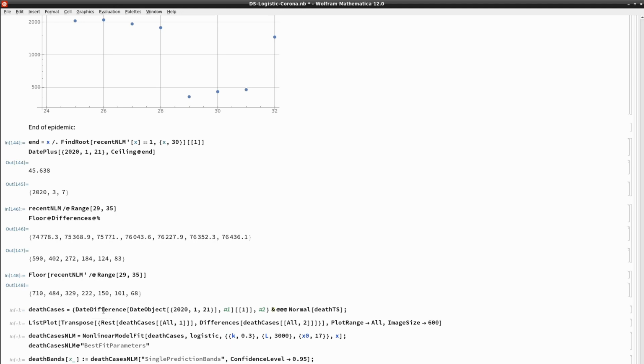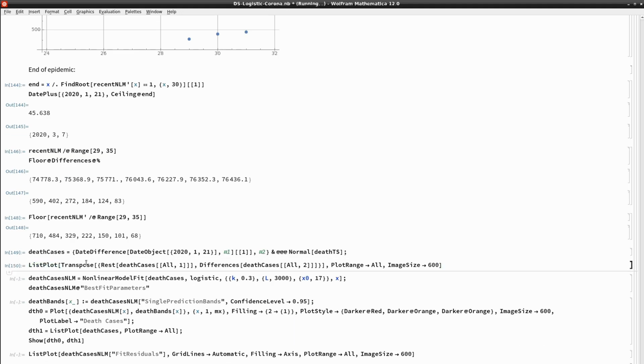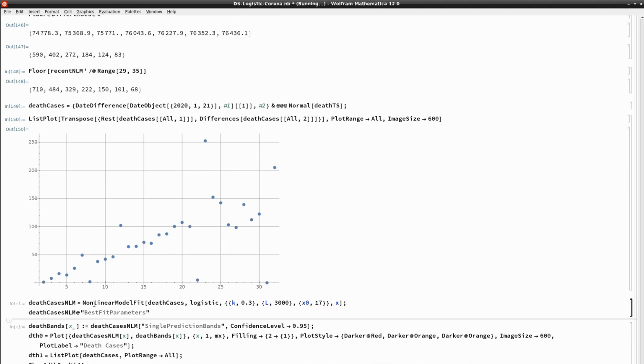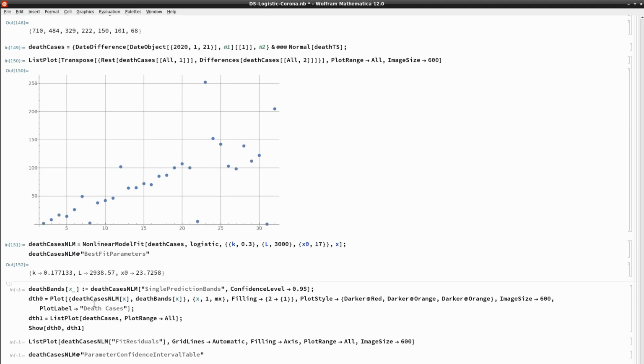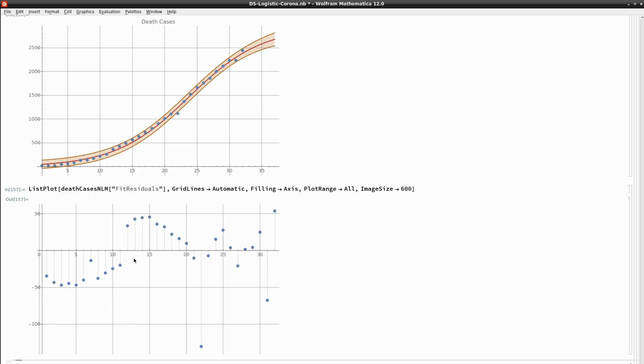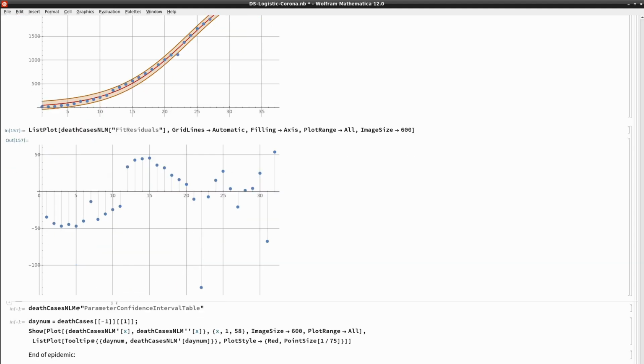Okay. So let's continue with the death cases of the data that comes from Wolfram Research or GitHub. And we get these fit parameters, and let's plot them. We're getting this familiar plot shape on a 95 level. And let's look at the residuals. Less than 50 most of the time.